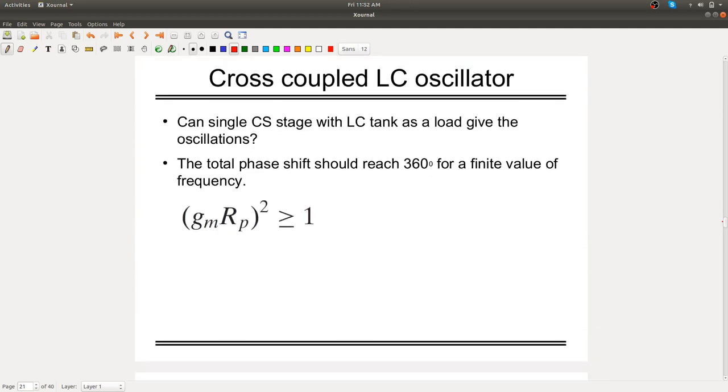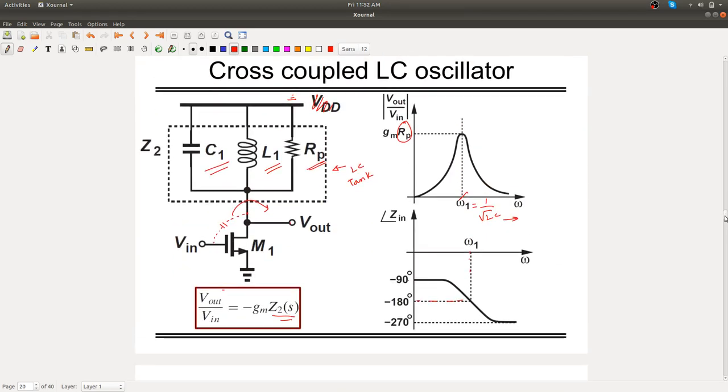Now my question might be, if such an LC oscillator is kept in feedback, is it going to give you oscillations or not? Gain is GM times RP. Might be higher than 1. Right? It's higher than 1. What about this one? This is minus 270. Right? It's not going to give you 360 in total. So this will not oscillate.